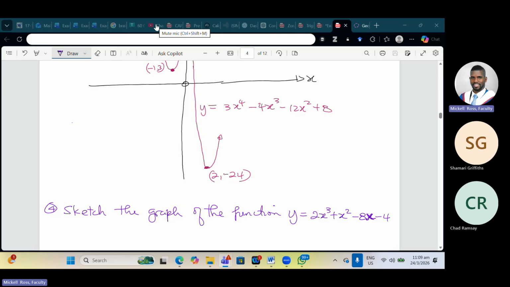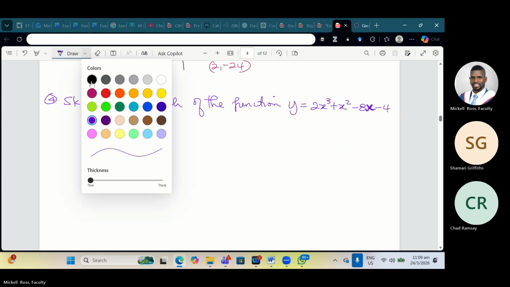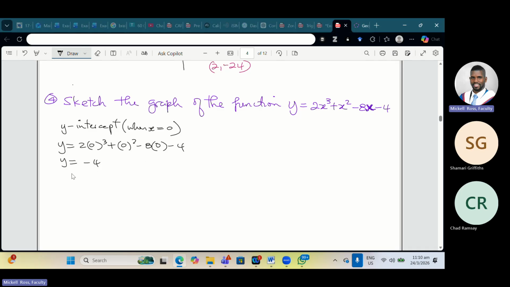All right, so I'm going to look at it and see where we're at. So the y-intercept is when x is equal to 0. That means y is equal to 2 times 0 cubed plus 0 squared minus 8 times 0 minus 4. So y is equal to negative 4. So 0, negative 4 is going to be the y-intercept.